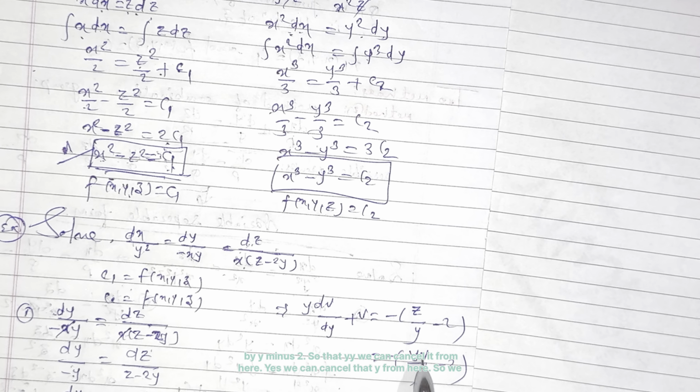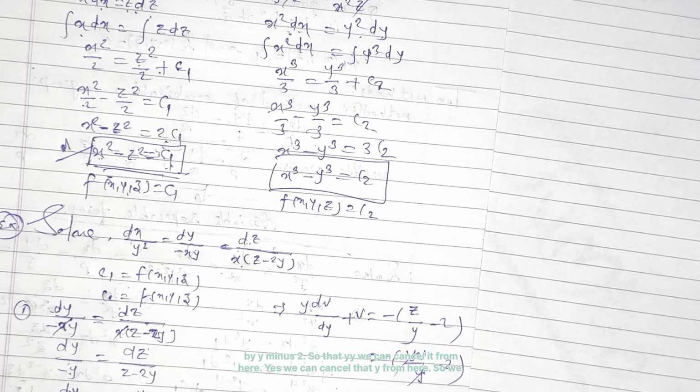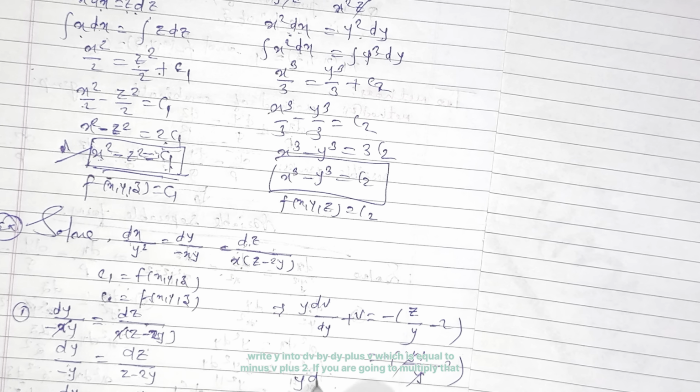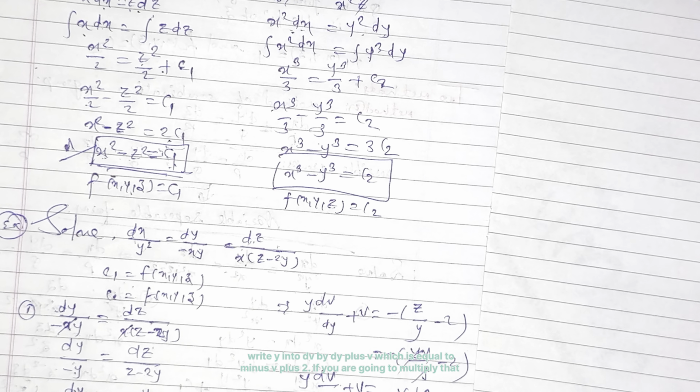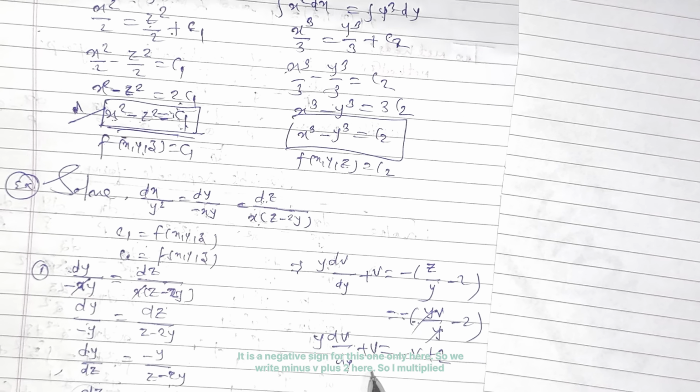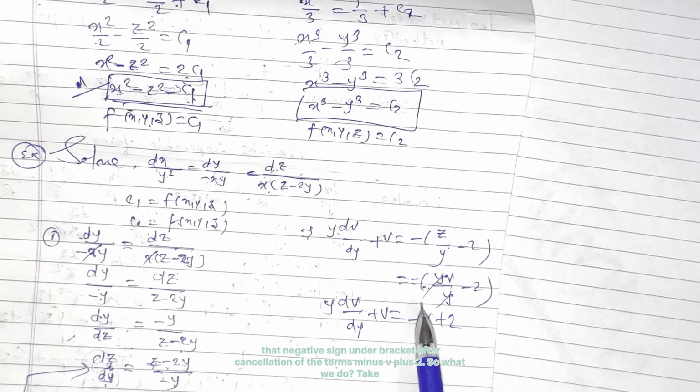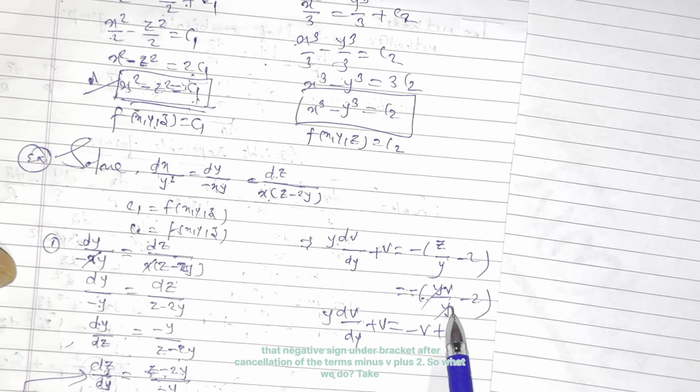So that y we can cancel from here, so we write y into dv by dy plus v, which is equal to minus v plus 2. If you multiply that minus sign, the minus sign under the bracket here. Let me check the negative sign. Yes, the negative sign is for this one only here. So we write minus v plus 2 here. So I multiplied that negative sign under the bracket after cancellation of the terms.